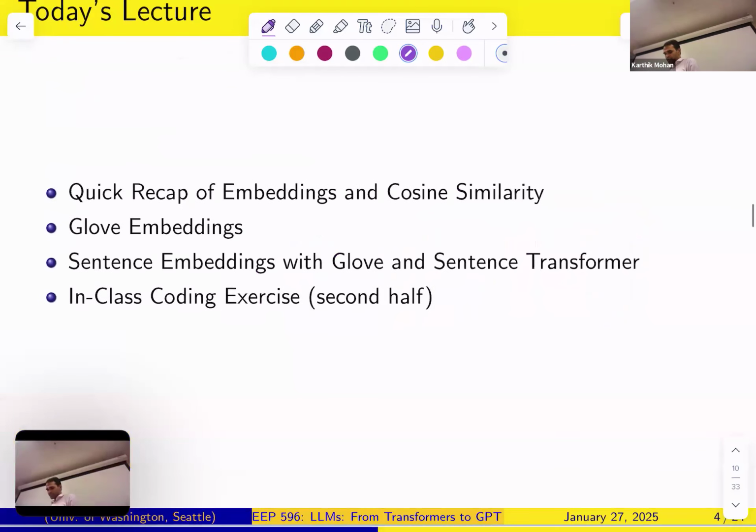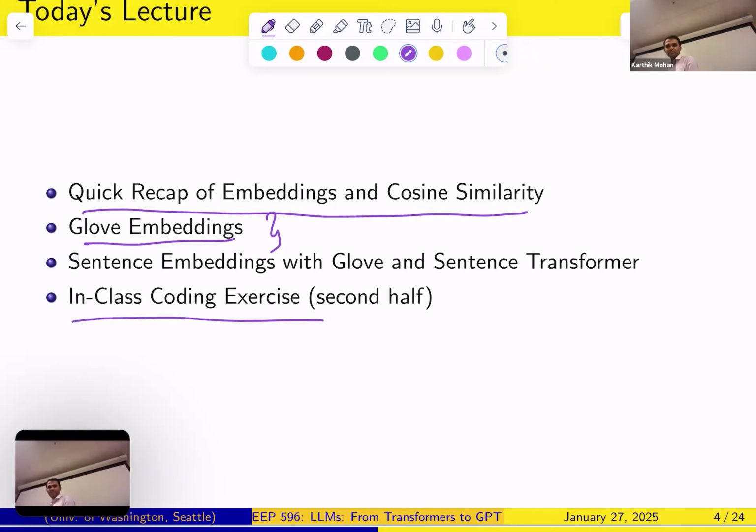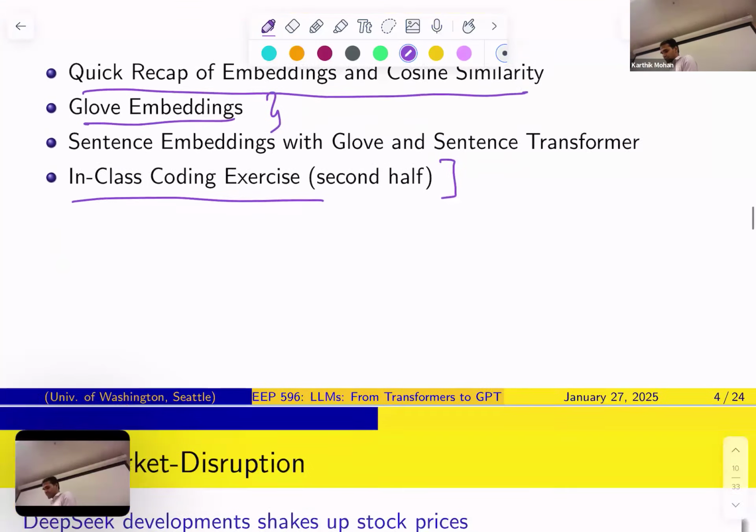Okay. So in today's lecture, we'll do a quick recap of embeddings and cosine similarity, and we'll be a little bit hands-on. I want you guys to be comfortable with the math as much as with the coding, as much as with the concepts. We're going to be circling between these three dimensions of this class, right? And we'll look at some of the theory behind GloVe embeddings. How exactly are GloVe embeddings trained? And then we'll also do an in-class coding exercise. I think we'll have some time. We'll see how much time we have left.